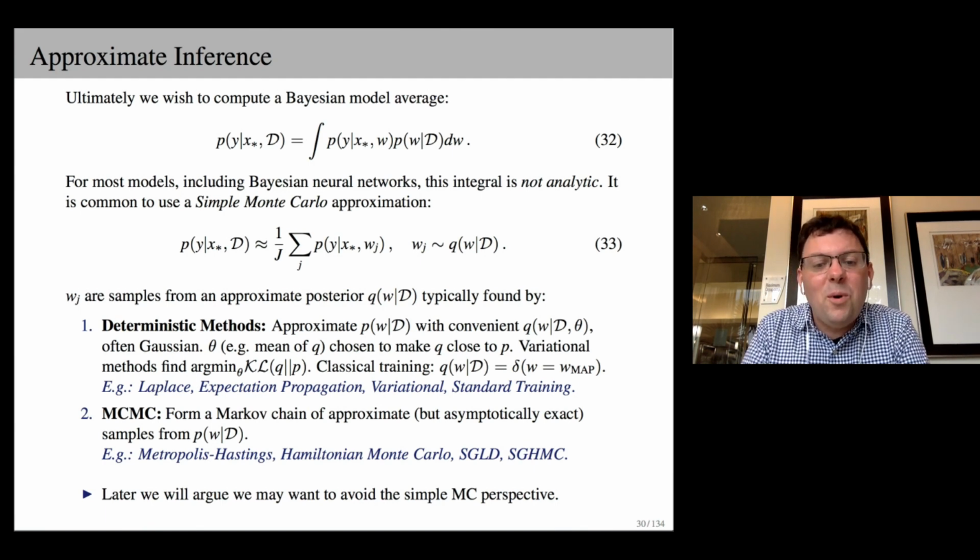Stochastic gradient Langevin dynamics and stochastic gradient Hamiltonian Monte Carlo are stochastic gradient MCMC approaches we'll discuss in part 3. Later, in part 4, we'll also argue that we may sometimes want to avoid the simple Monte Carlo perspective in equation 33. Really, what we're most interested in, ultimately, is estimating this unconditional predictive distribution in equation 32 under computational constraints. And from this perspective, it's helpful to think of estimating that integral as an active learning problem under constraints, in which case the deep ensembles method can be very compelling as an approximate Bayesian method, which we'll discuss in part 4.